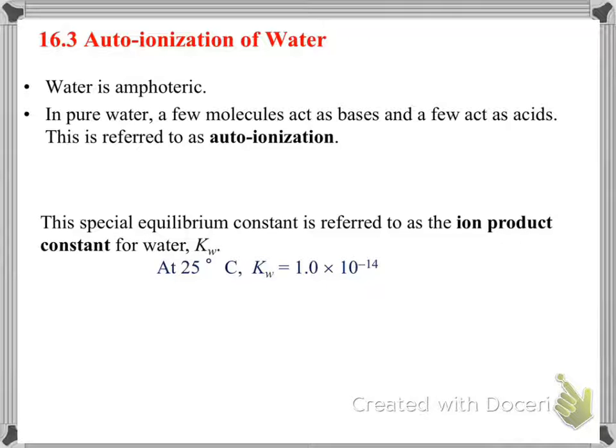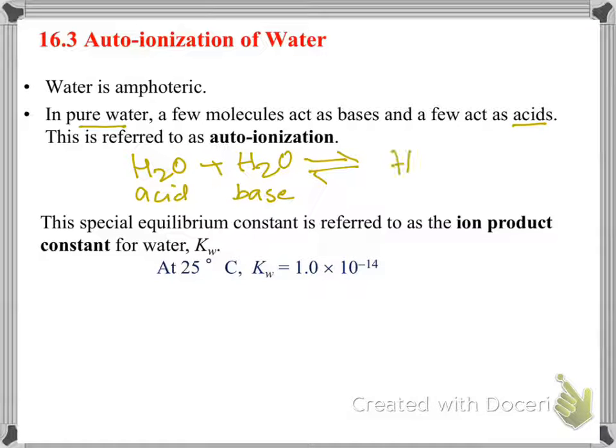So we already saw that water is amphoteric, which means it can act as a proton donor or a proton acceptor. That means we can assume that in pure water, a few molecules can act as a base and a few molecules can act as an acid, and we call this autoionization. Let's say half of the molecules are acting as an acid, half as a base, and these are my conjugate acids and bases. I'm sorry, this is OH negative.